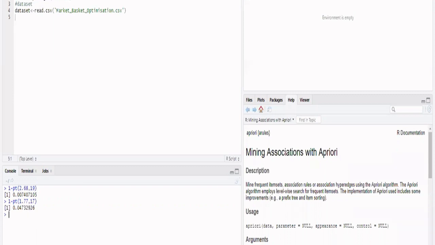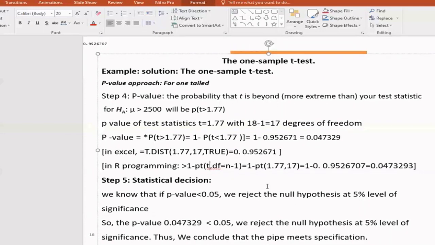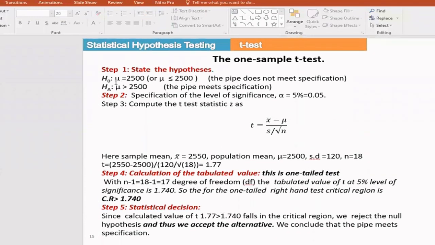Now if you go to our slide, with R or Excel we get the p-value of 0.047, which is less than 0.05. So step 4, we get the p-value, and step 5, we make the decision. We know if the p-value is less than 0.05, we reject the null hypothesis and accept the alternate hypothesis. Our p-value 0.047 is almost 0.05, but still it is less than 0.05. So we reject the null hypothesis and accept the alternate hypothesis, the same as the conventional method. The pipe meets the specification.